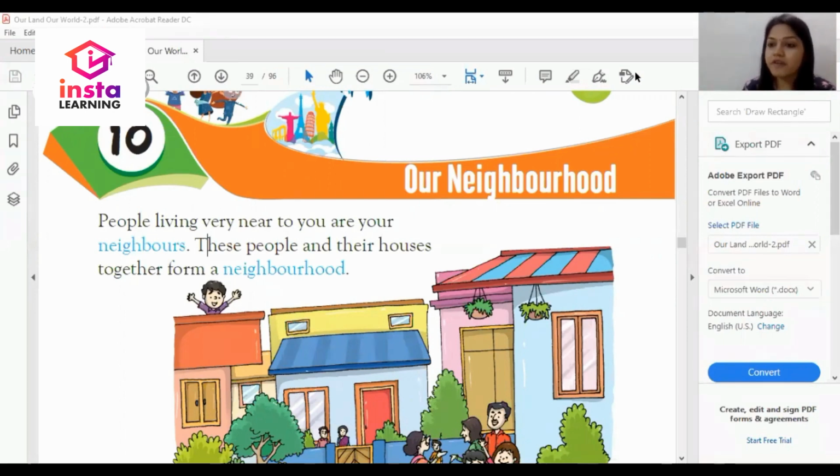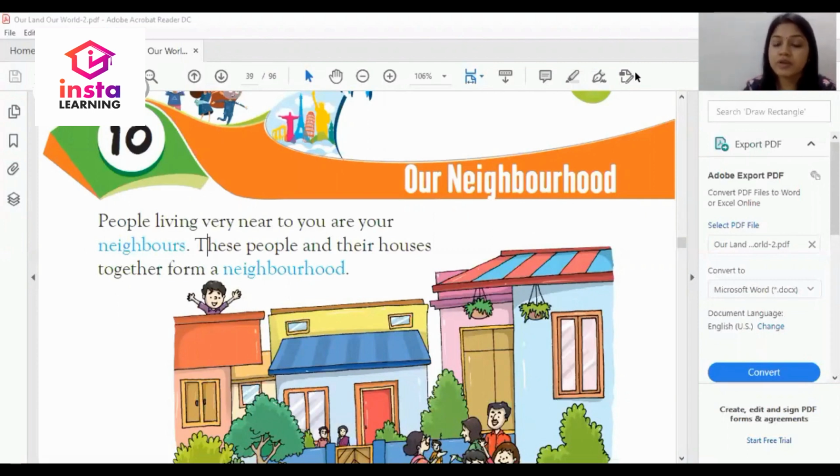Dear student, first you should know the learning objectives of the chapter. The first learning objective is that we will learn about our neighbors and the importance of our neighbors. Secondly, we will learn about the places of our neighborhood. So, let's begin with the chapter.